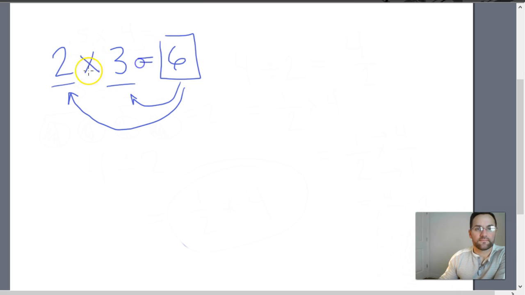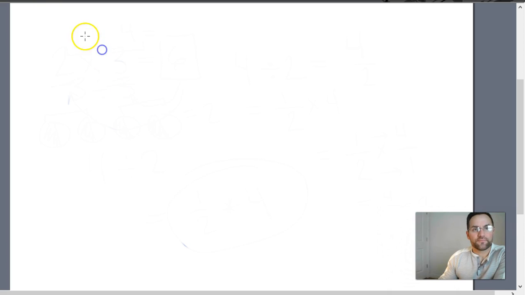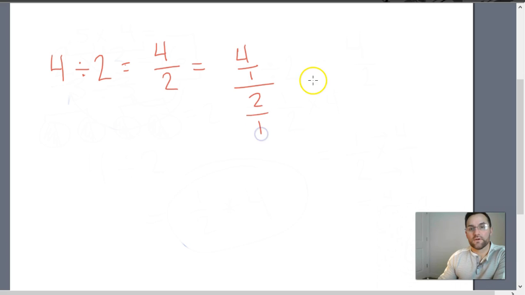So, let's look at this problem. We're going to say 4 divided by 2. And we all know that that is equal to 2, but we're going to say 4 divided by 2 is also equal to 4 over 2, isn't it? And 4 over 2 is equal to 4 over 1 over 2 over 1, which is equal to 4 over 1 divided by 2 over 1, right?